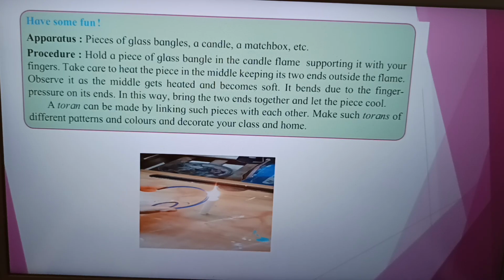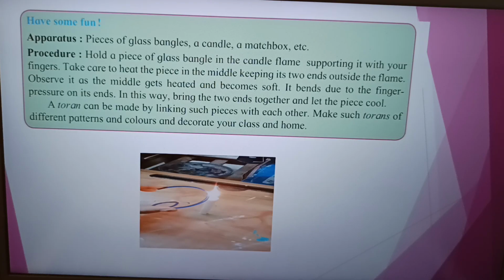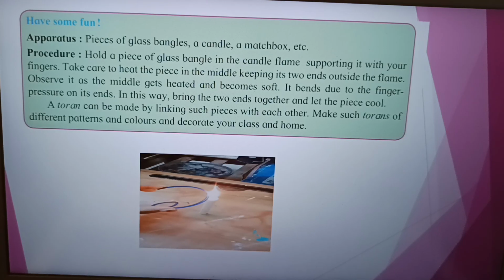They are asking you to hold a piece of glass bangle in the candle flame, supporting it with your fingers. Take care to heat the piece. Now when you are heating a glass, it will bring a change. Heat the piece in the middle, keeping its two ends outside the flame. Observe it as the middle gets heated and becomes soft. This is a change you are bringing, and it bends due to the finger pressure on its ends. In this way, bring two ends together and let the piece cool. So there is a new pattern formed of this piece of glass.